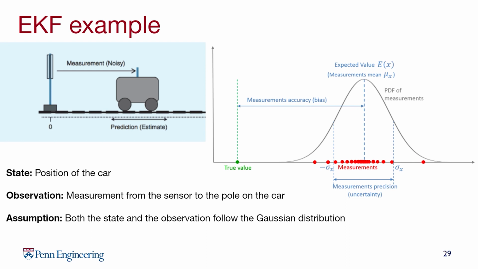So it is a 1D example for a car, and the state here is the position of the car. Our observation is actually the measurement from the sensor to a pole on the car, and our assumption, which follows the assumption for the Kalman filters, is that both the state and the observation follow the Gaussian distribution.